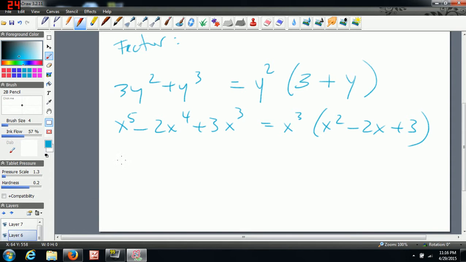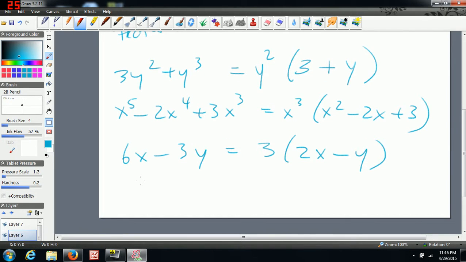Okay, say you have 6x minus 3y. The biggest thing you can take out of here is 3. So you're going to have 2x minus y. You have 9y minus 27xy. The biggest thing to factor out is 9 and a y. So then you have 1 minus 3x.